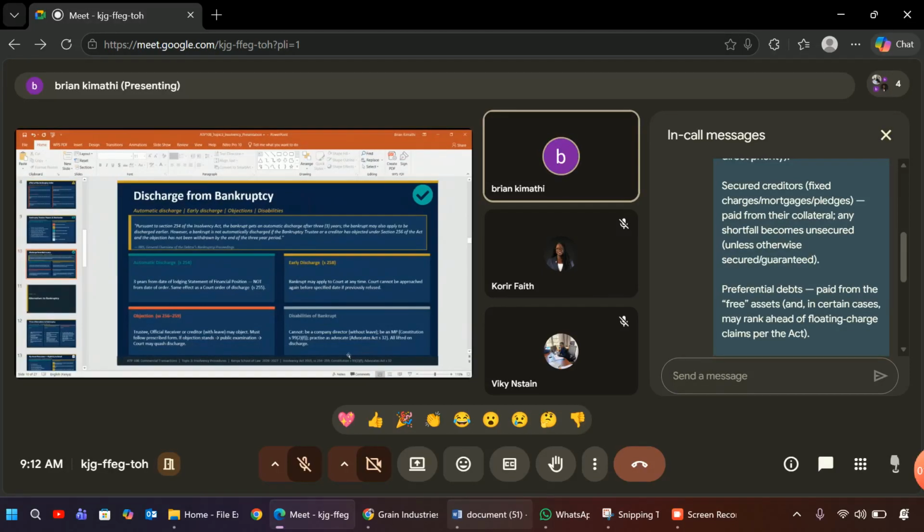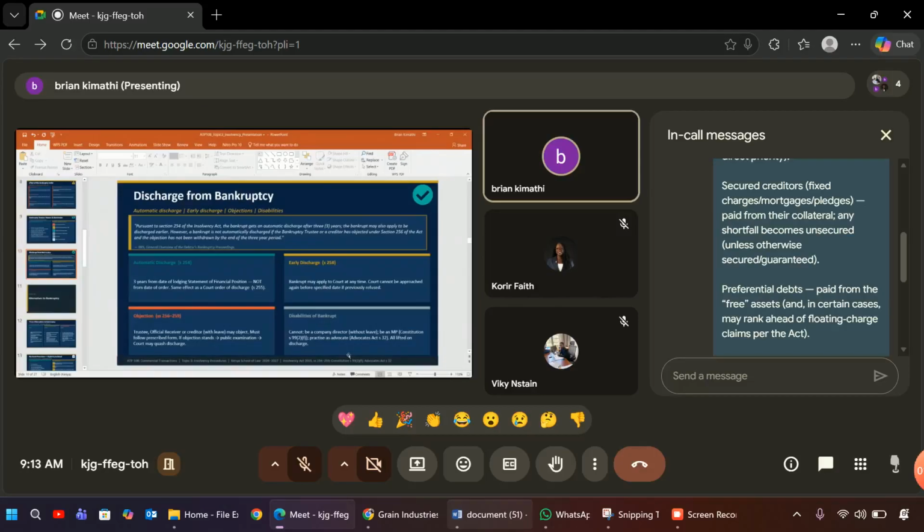So I have been referring to this information from the statutes and the articles by the Business Registration Service itself. Then there is automatic discharge, section 254. It is 3 years from the date of lodging of the statement of financial position, and it's not from the date of the order. That's something else you have to note. It has the same effect as a court order of discharge, section 255. You can object under sections 256 to 259 of the Act.